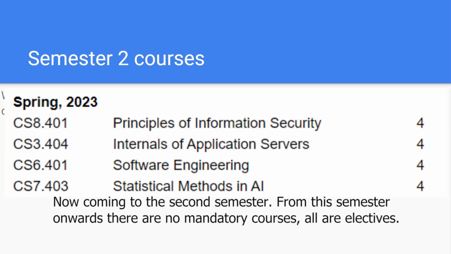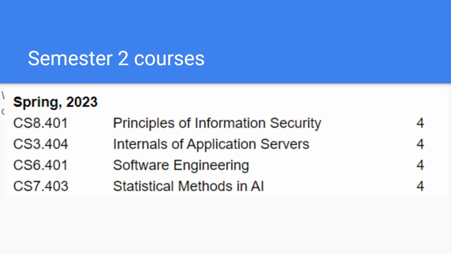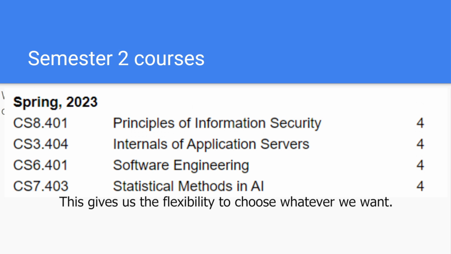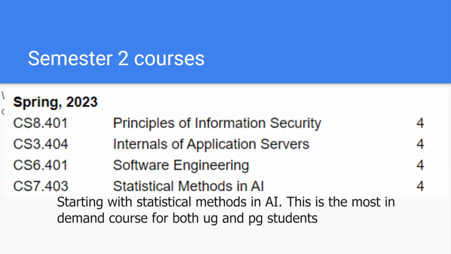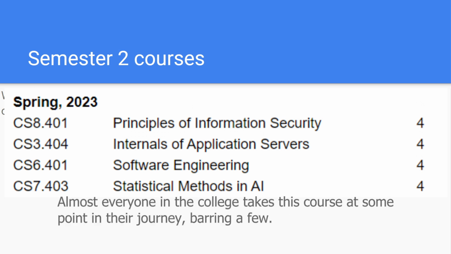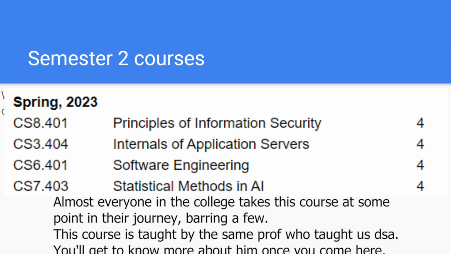Now coming to the second semester. From this semester onwards, there are no mandatory courses. All are electives. This gives us the flexibility to choose whatever we want. Starting with statistical methods in AI, this is the most in demand course for both UG and PG students. Almost everyone in the college takes this course at some point in their journey, barring a few.